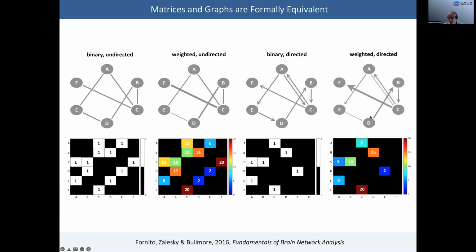And then we can do the same thing if it was weighted. We've got the same basic information, we just vary the weights on the connections and the thickness of the edges.